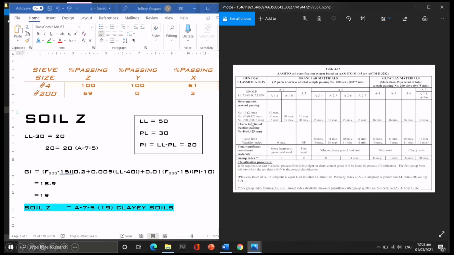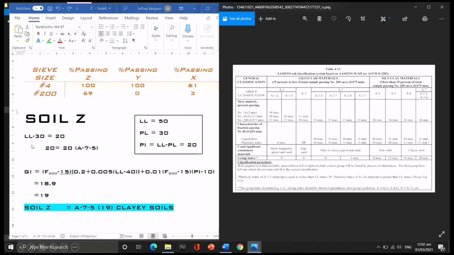Then, pagkatapos, characteristic of fraction passing. So, liquid limit naman, which is 50. So, nandito siya sa 41 minimum na sa A5 at A7 na lang. Then, plastic index na 20. So, dito lang siya sa A7. Ngayon, may dalawang category ang A7 natin, A7-5 at A7-6.